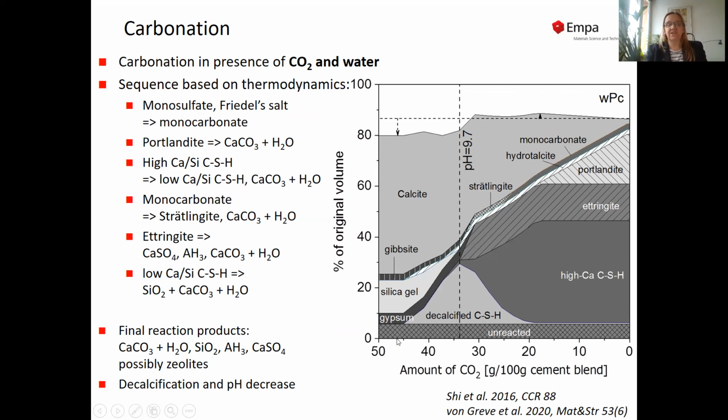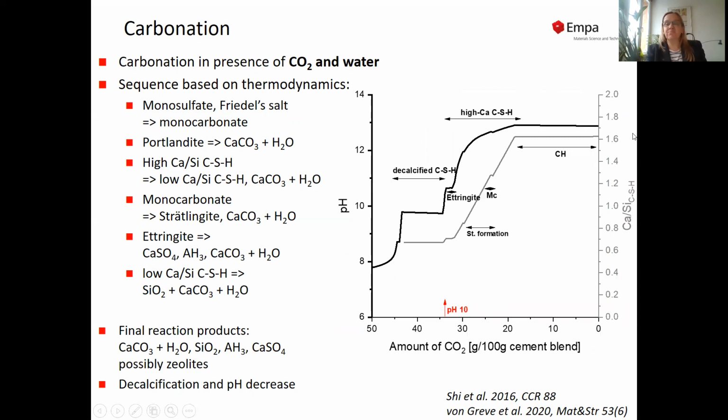We can not only predict the volume and the kind of hydrates, we also can predict, for instance, the pore solution pH, and we can see how the pH will decrease in several steps depending on which solid phases dominate the cement. Or we also can predict the decrease of the calcium to silica ratio in the CSH from a high calcium to silica in the presence of Portlandite to a very low calcium to silica CSH near the carbonation front.